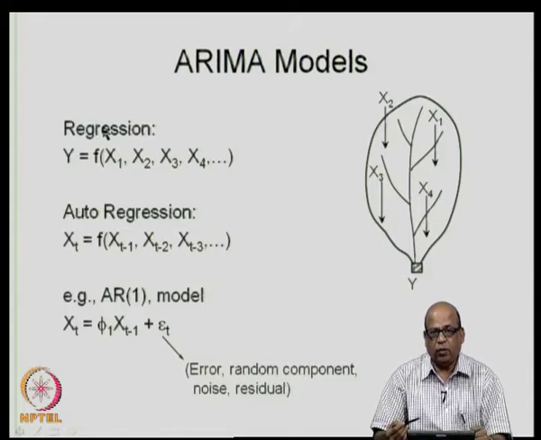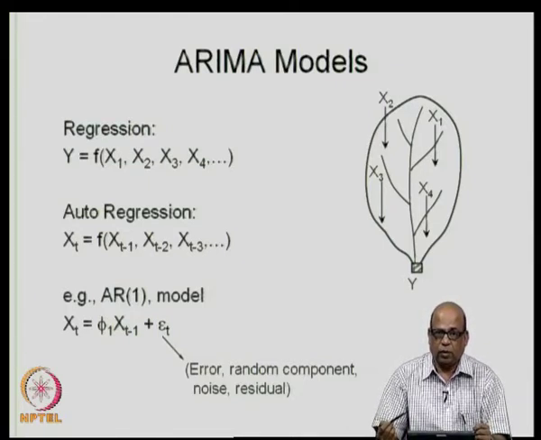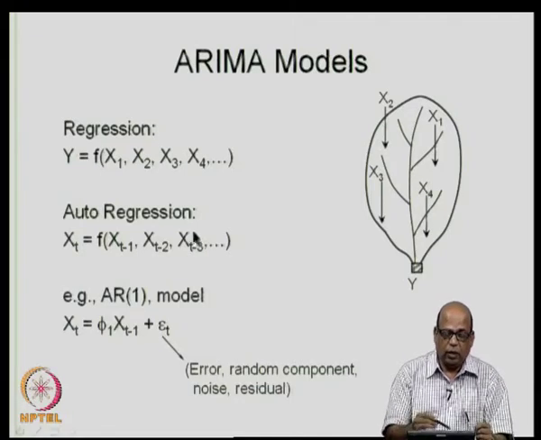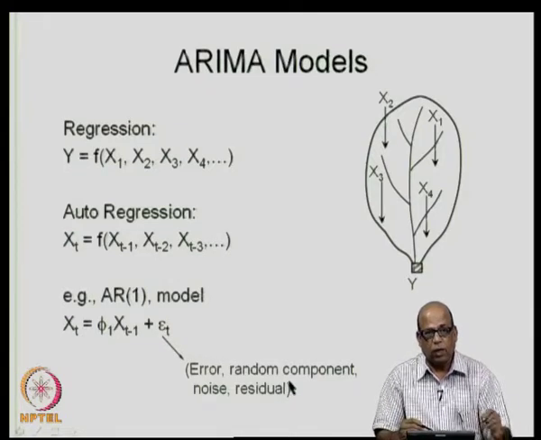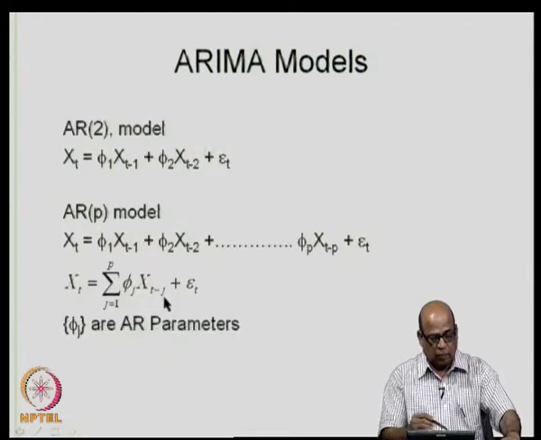In simple linear regression, what did we write? Y is equal to a x plus b. In a similar way, we are writing x t is equal to phi 1 x t minus 1 plus epsilon t. This is a simple AR1 model.